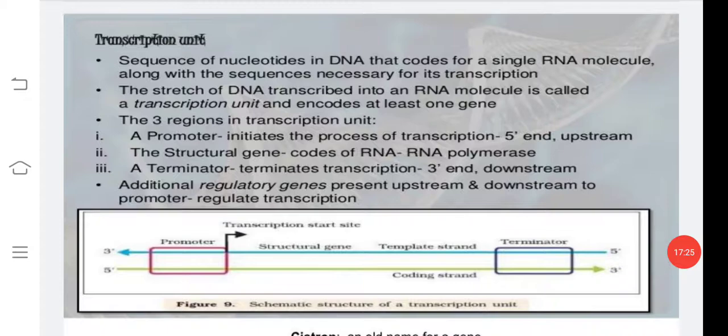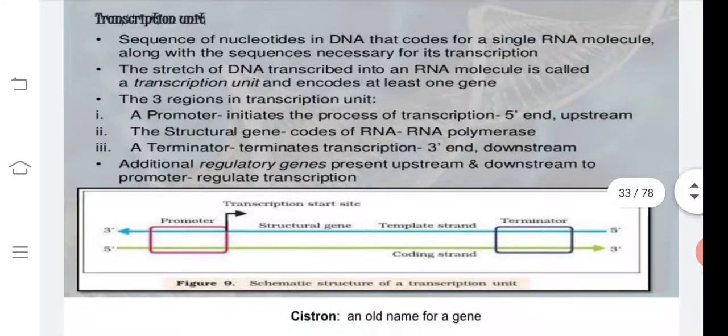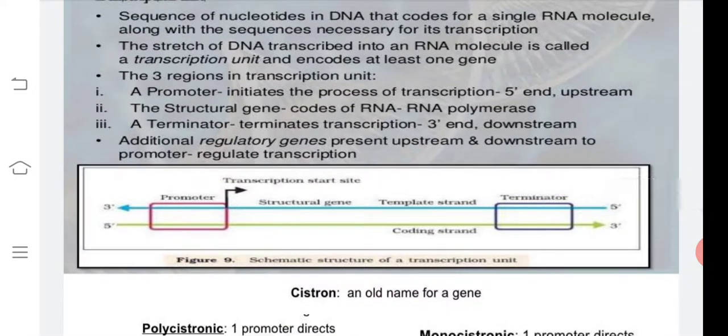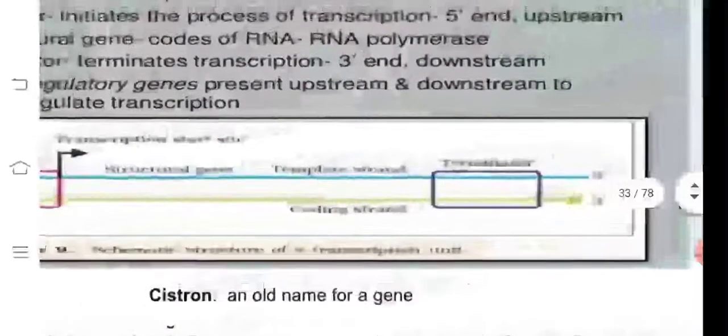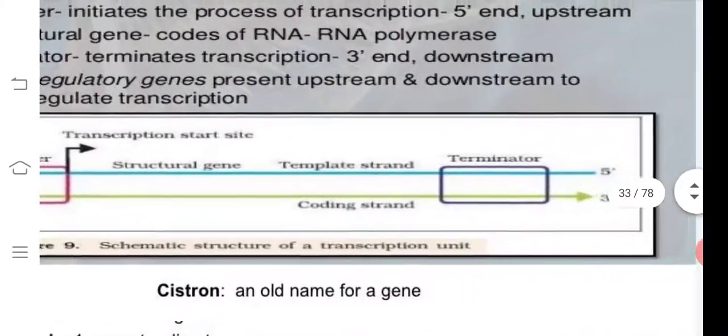A transcriptional unit is a sequence of nucleotides in DNA that codes for a single RNA molecule, along with the sequences necessary for transcription. The stretch of DNA transcribed into the RNA molecule is called the transcription unit, which codes at least one gene. You can see from this picture, the promoter is there that initiates the process of transcription. You can see the 5' end. Can you see the 5' end? Then the 3' end. So one side 5', the other side 3'.